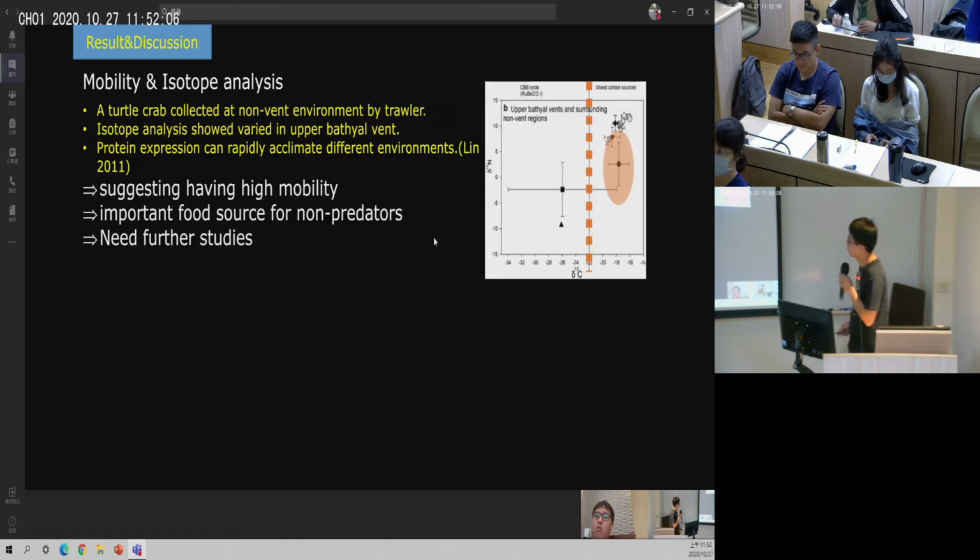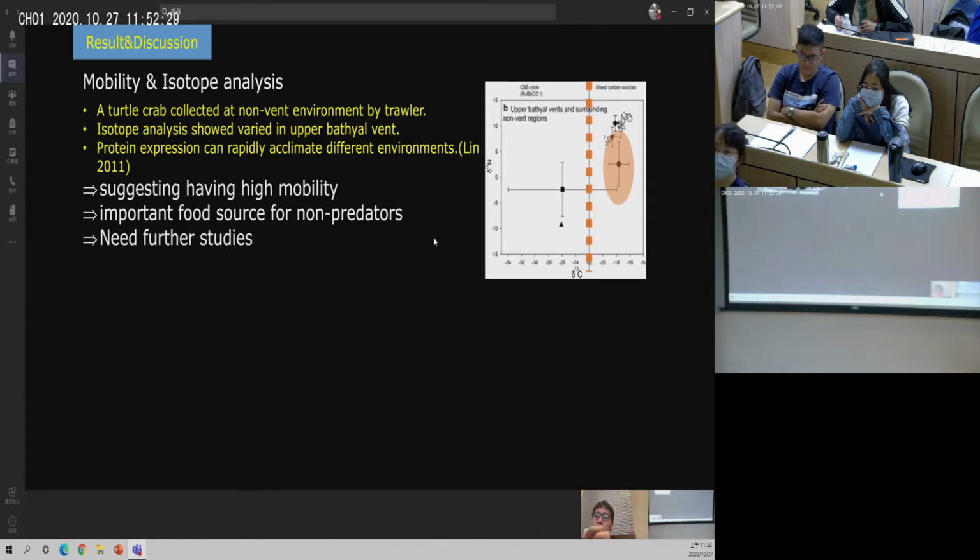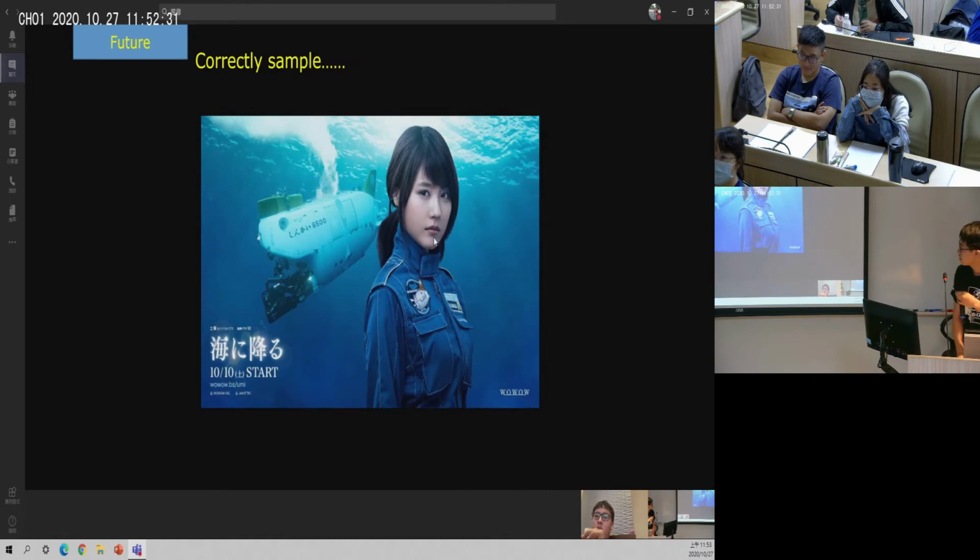Okay, and I'm going to talk about mobility. Although the turtle crab was collected in a non-vent environment, the isotopes show variation in the upper bathyal vent here. And in other research, protein expression can rapidly acclimate to different environments. But it needs further studies, and we need some submarine machine to help with this kind of study.